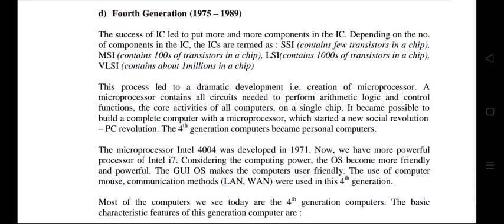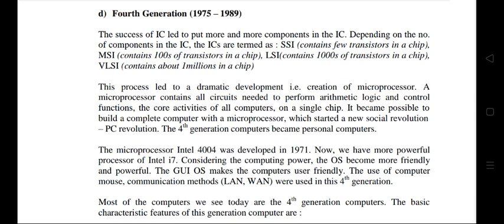Fourth generation 1975 to 1989. The success of IC led to putting more and more components in the IC. Depending on the number of components in the IC, the ICs are termed as SSI, which contains few transistors in a chip. MSI contains hundreds of transistors in a chip. LSI contains 1000s of transistors in a chip. VLSI contains about 1 million in a chip. This process led to a dramatic development, that is creation of microprocessor.